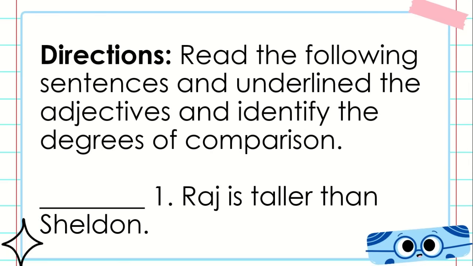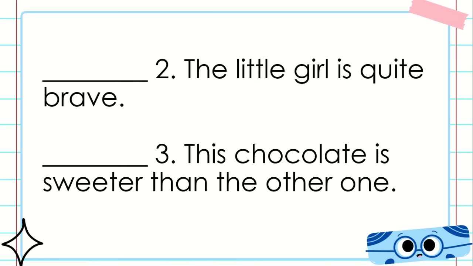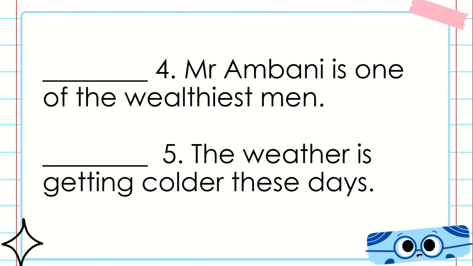Read the following sentences and underline the adjectives and identify the degrees of comparison. Number 1. Ra is taller than Sheldon. Number 2. The little girl is quite brave. Number 3. This chocolate is sweeter than the other one. Number 4. Mr. Ambani is one of the wealthiest men. Number 5. The weather is getting colder these days.